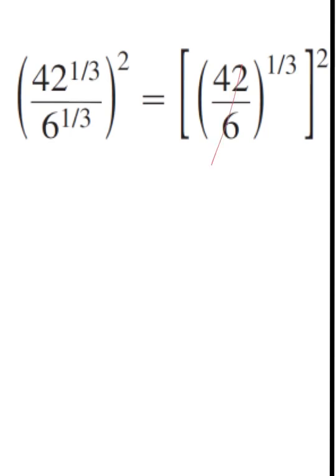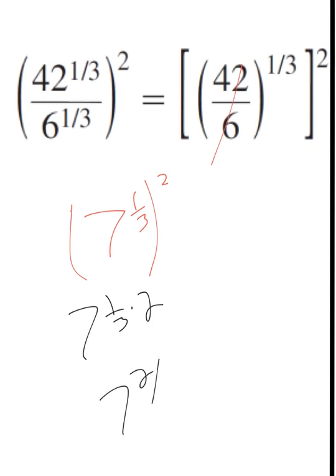So let's take care of this. What's 42 divided by 6? That's 7. So this says 7 to the 1/3 raised to the second power. If you're raising a power to a power, multiply them. So what is 1/3 times 2? Well, that's just 2/3. So the final answer is 7 to the 2/3 power. Okay?